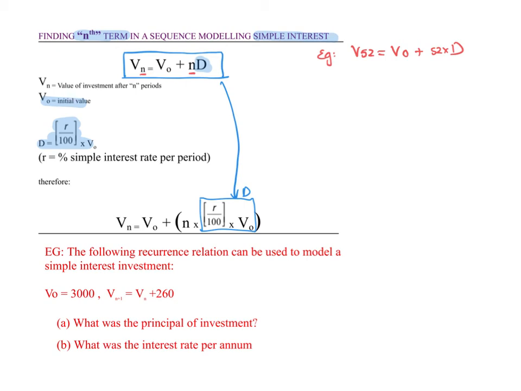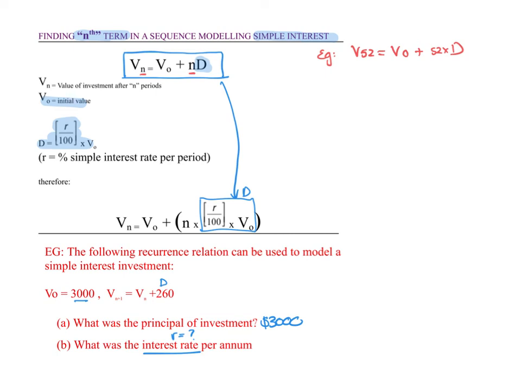The following recurrence relation can be used to model simple interest. Here we've got V0, and this is actually the D value. What is the principal of this investment? We know principal is the V0, so what's that? It's pretty basic. We start off with 3,000, don't we? What is the interest rate per annum? So they actually want R.